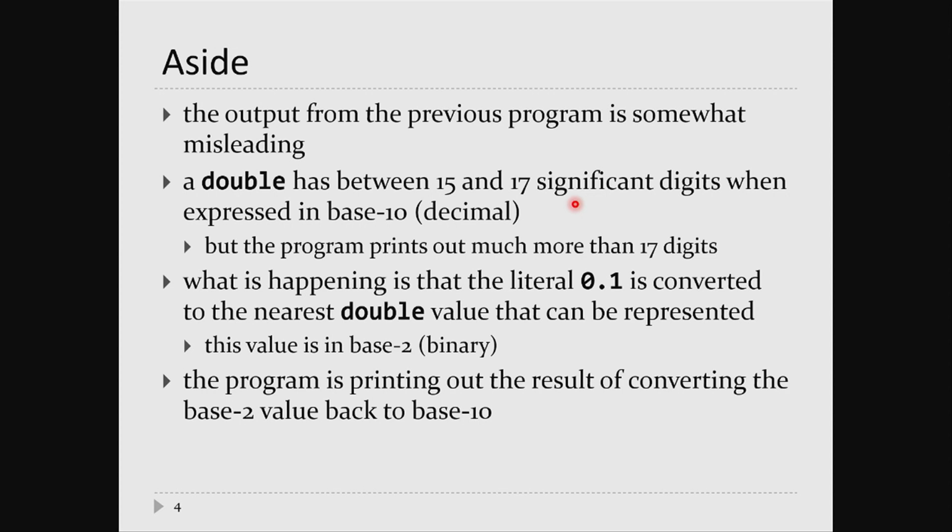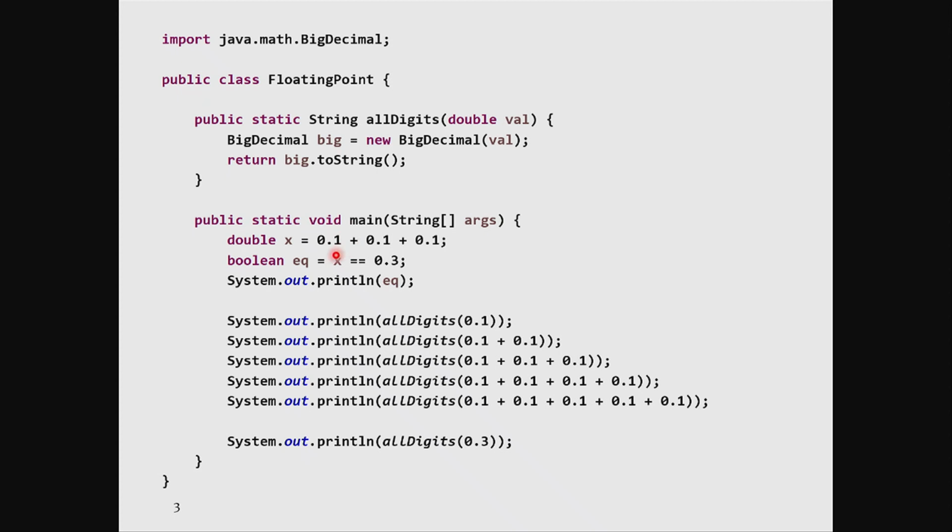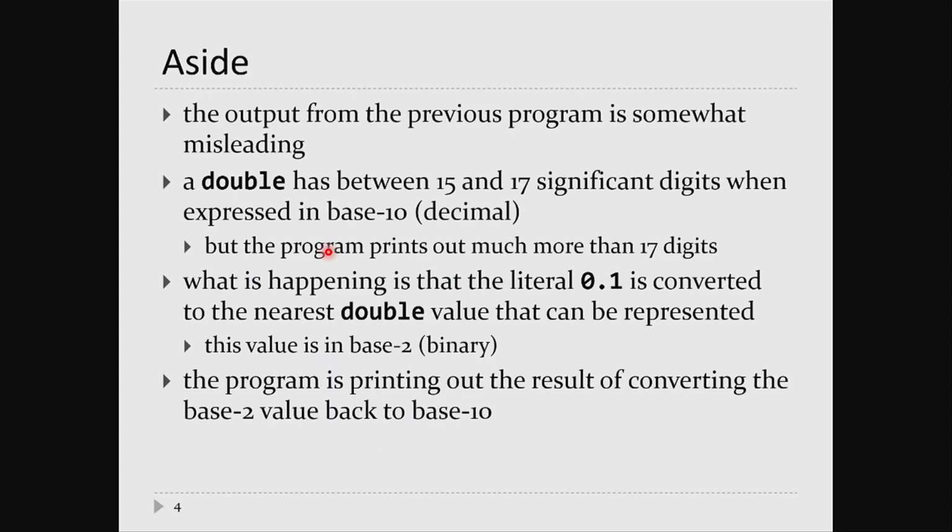It's not true. You don't get the 64 digits that thing prints out. I think it's 32 or 64. It prints out a lot. So what's happening is Java is taking that number 0.1, and converting it to the nearest double value that it can represent. When you write down the literal 0.1, that's a double. So it takes that 0.1 and converts it to the nearest double value that it can represent.